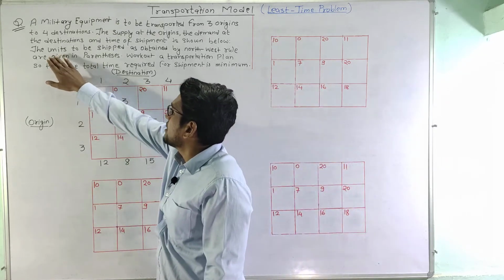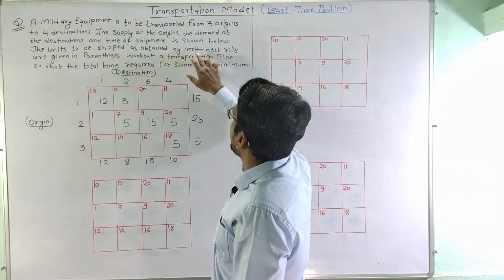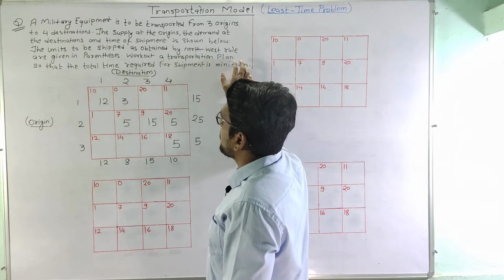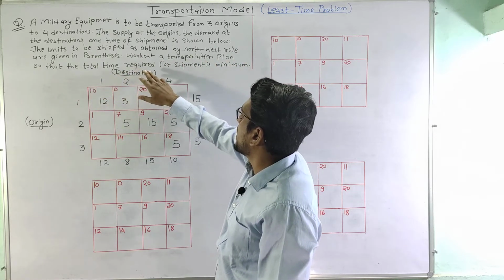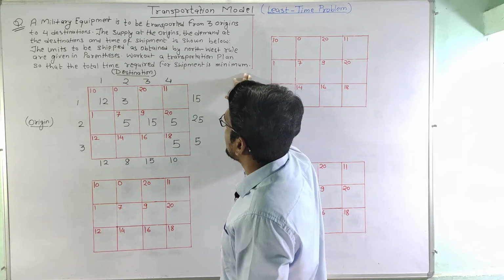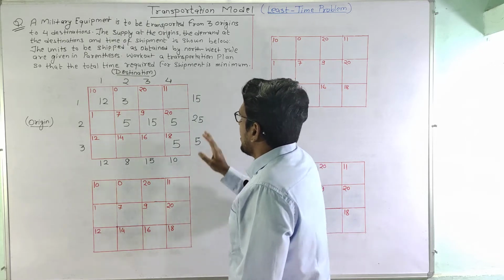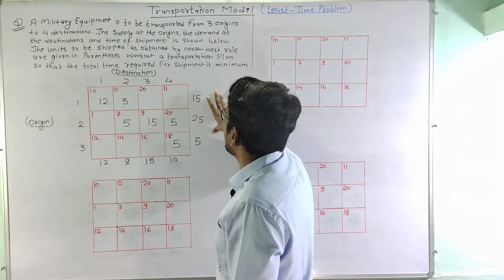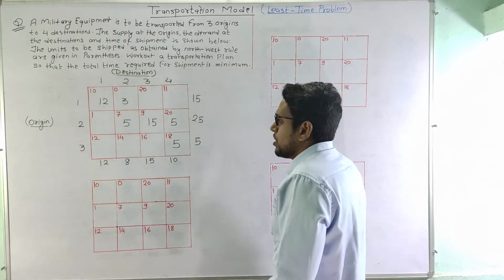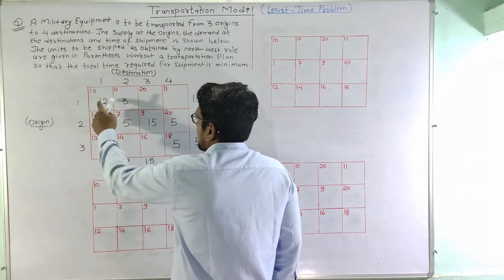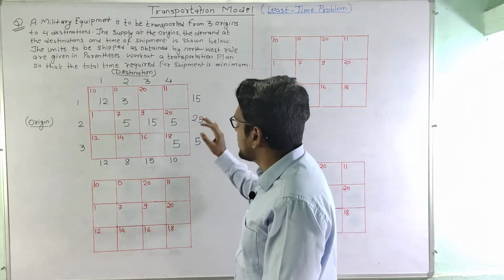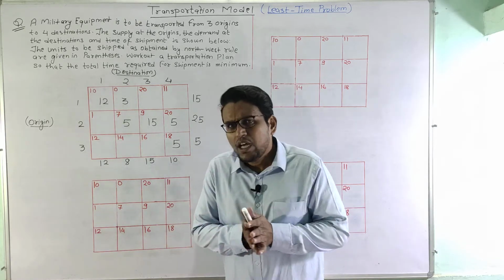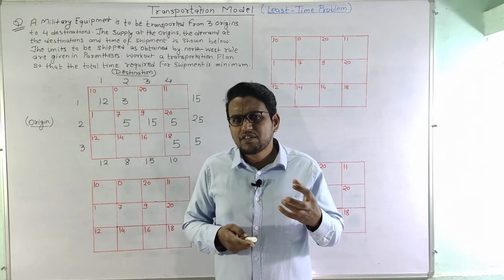It says that the units to be shipped as obtained by the Northwest rule are given in parentheses. Work out a transportation plan so that the total time required for the shipment is minimum. So we have already obtained a basic feasible solution with the help of the Northwest corner rule, and we need to optimize this particular solution. First of all, let us see how we can approach this type of problem.